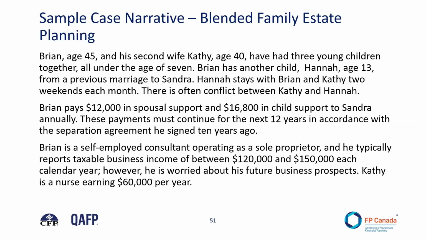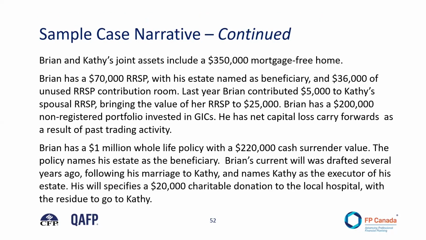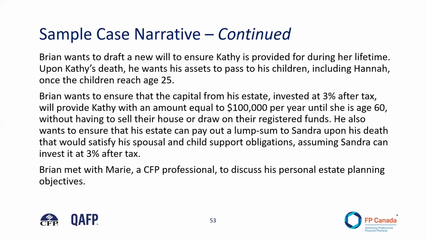This case narrative presents Brian, his wife Kathy, and their family details. In the opening part of the case, we're given information about Brian's support obligations and the couple's employment details and their annual income. As the case narrative continues, it provides information about the couple's assets, their available RRSP contribution room, Brian's net capital losses, his life insurance policy, and beneficiary designations. Details about Brian's will are also presented. On this final slide of the narrative, we learn about Brian's estate planning objectives.